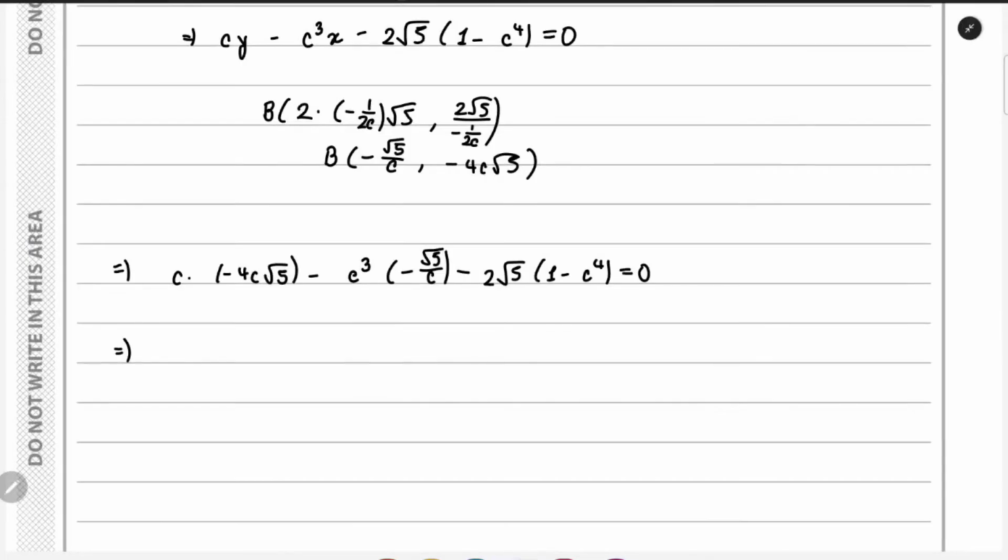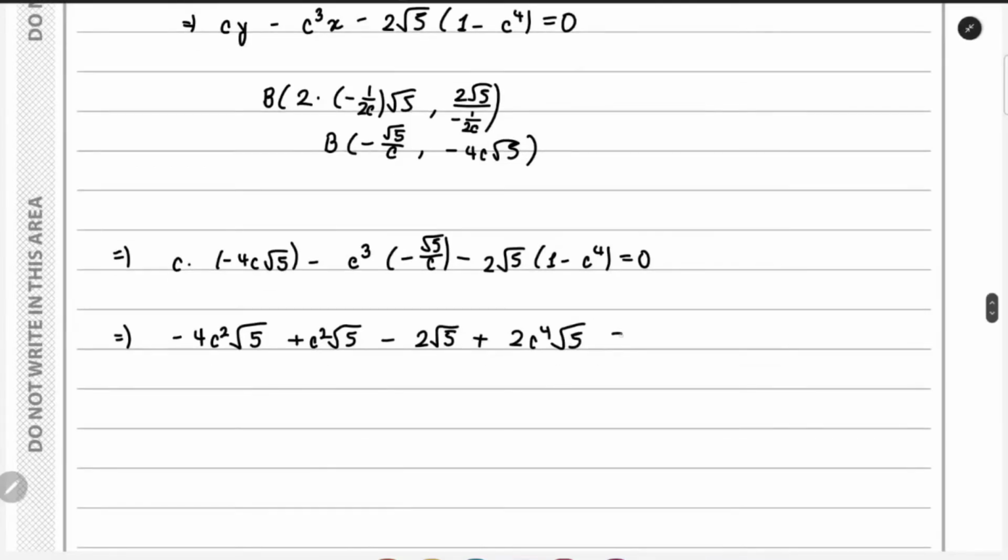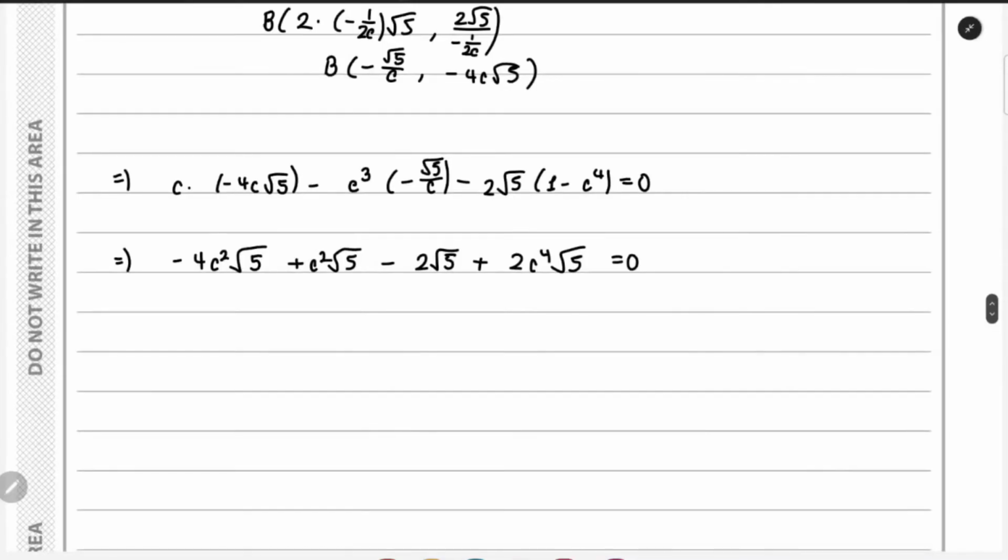I'll have minus 4c square root 5, minus, sorry, this will be minus minus, so it will become positive, so plus 5c square root 5. Then we have minus 2 root 5 plus 2 root 5 c to the power 4, equals 0. We can multiply the whole thing with root 5 to get rid of it, sorry, we will divide both sides by root 5.